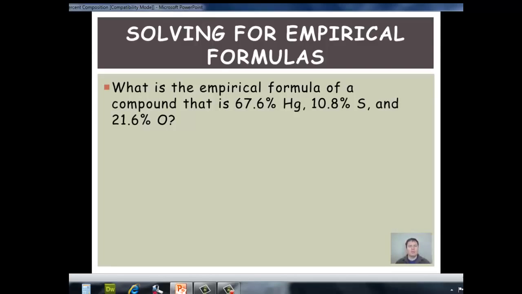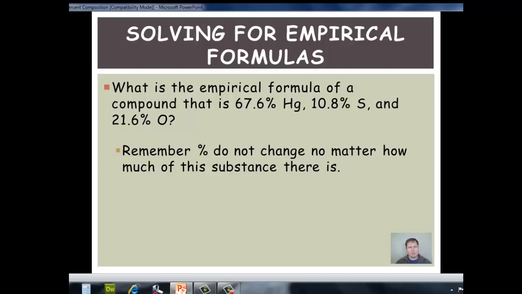Okay? Well, the thing to remember is no matter how much of this substance we have, whether we have 1 gram, 10 grams, 100 grams, 10,000 grams, the percent does not change. It's always going to be a fixed percentage. Okay? So we can use that to our advantage. If we're not given an amount, let's just assume there's 100 grams. Okay? Because what does a percentage mean? It means what out of 100.